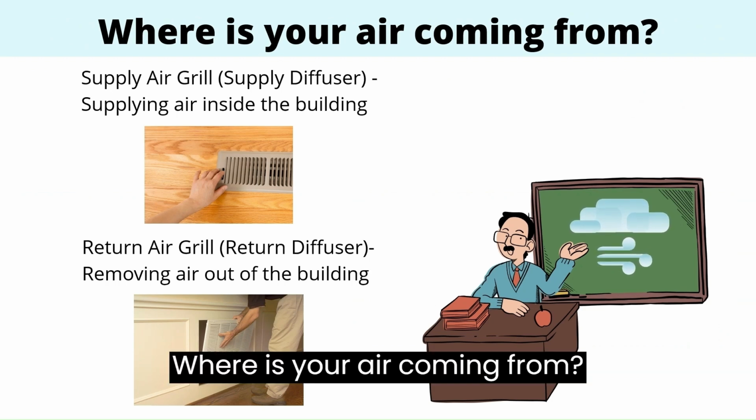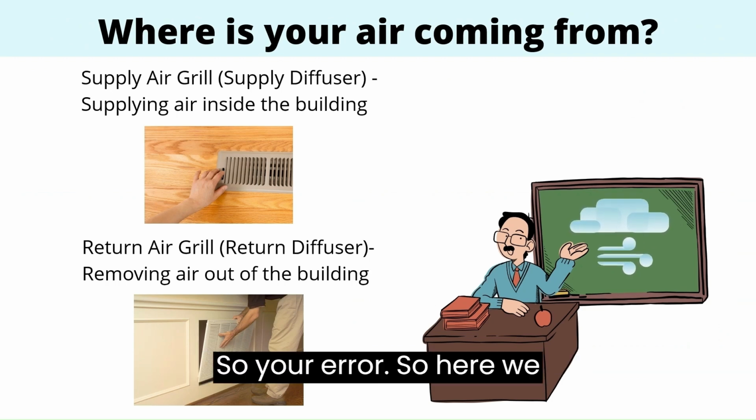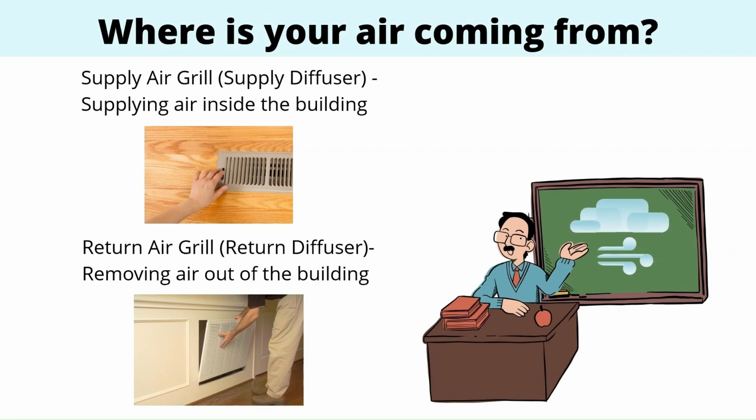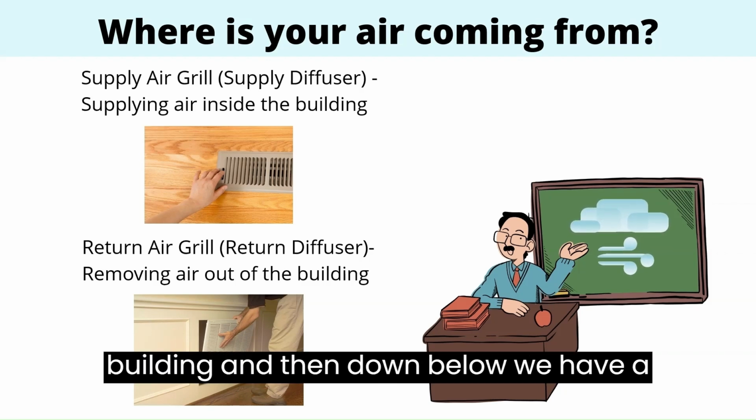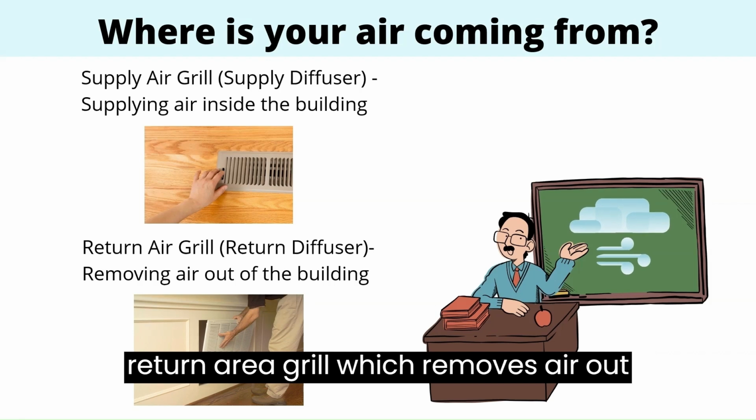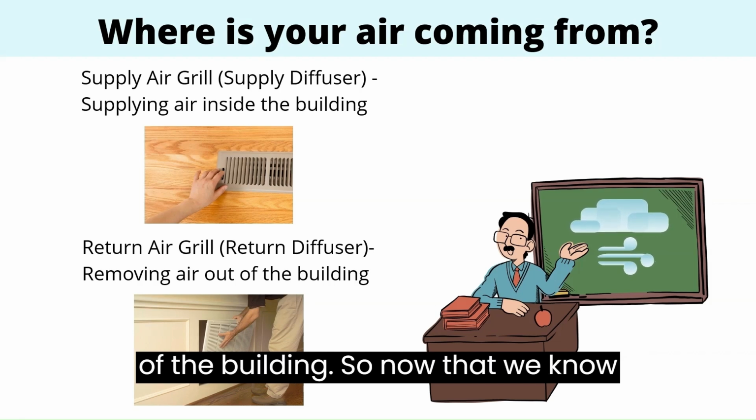Where is your air coming from? So here we have a picture of a supply air grill, which actually supplies air inside the building. And then down below we have a return air grill, which removes air out of the building.